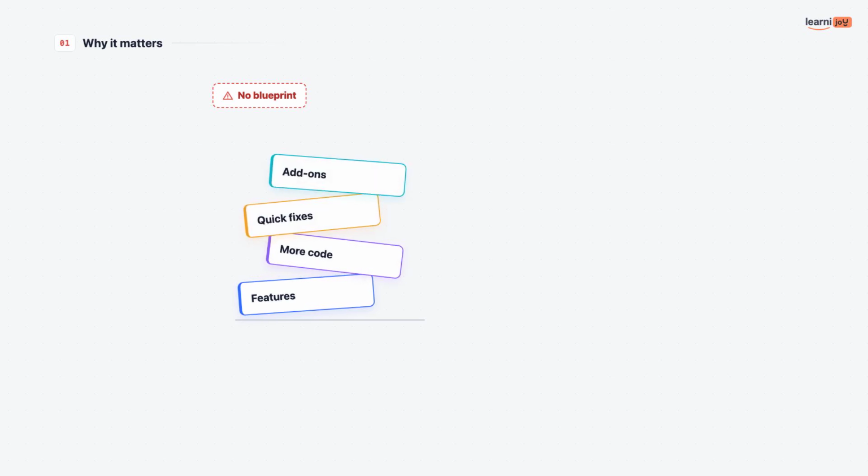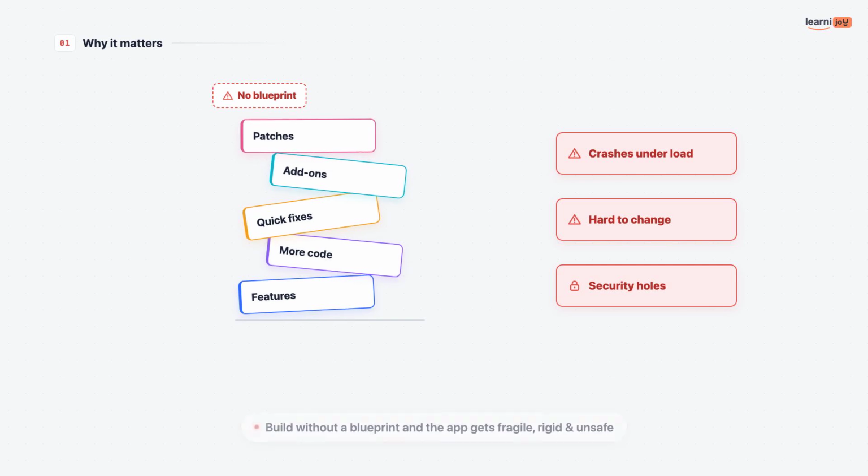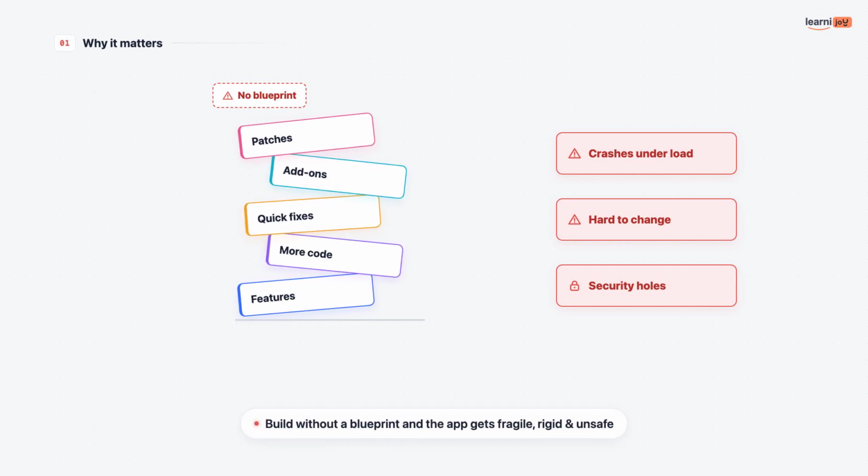Imagine building without a blueprint. You pile on features, more code, quick fixes, add-ons, and patches, and the whole stack starts to lean and wobble. The result is an app that crashes under load, is hard to change, and is full of security holes. Build without a plan, and your software becomes fragile, rigid, and unsafe.